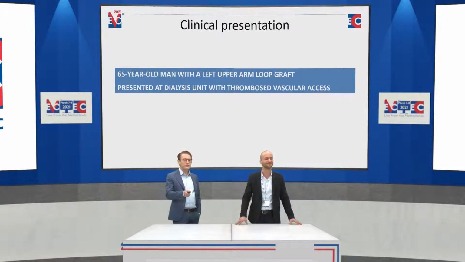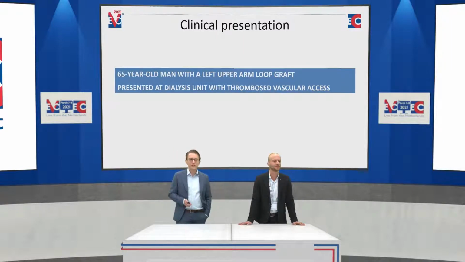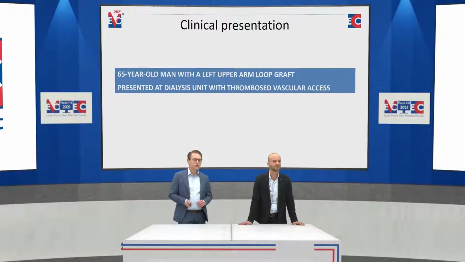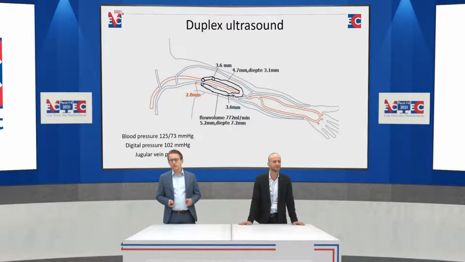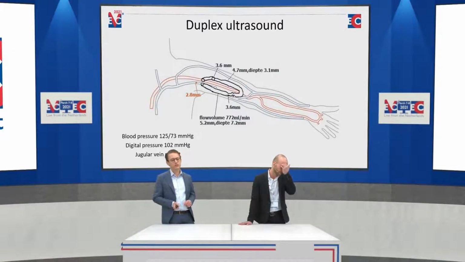So the final clinical case I would like to discuss with you is a 65-year-old man with a left upper arm loop graft that presented to our dialysis unit with a thrombosed vascular access. So what we typically do with these cases is to take him to the operating theater. We like to do a hybrid approach when declotting these vascular grafts.